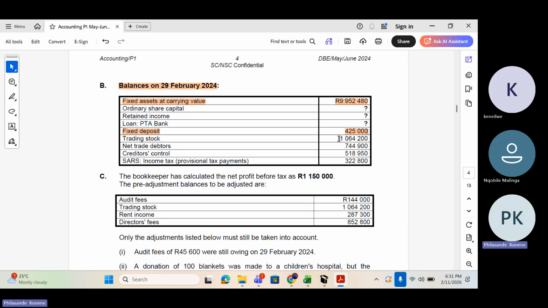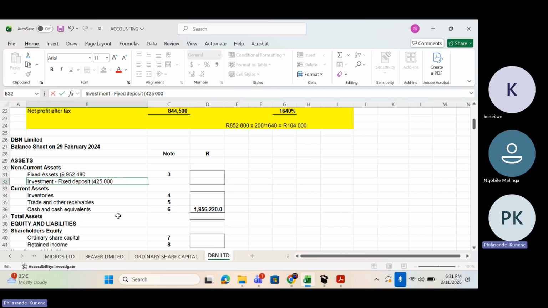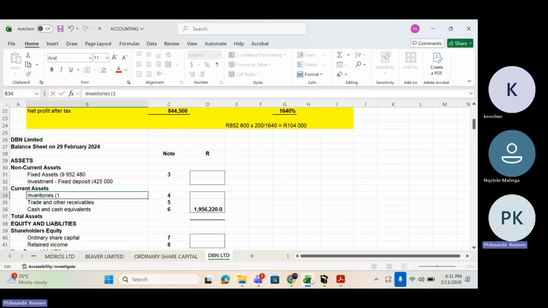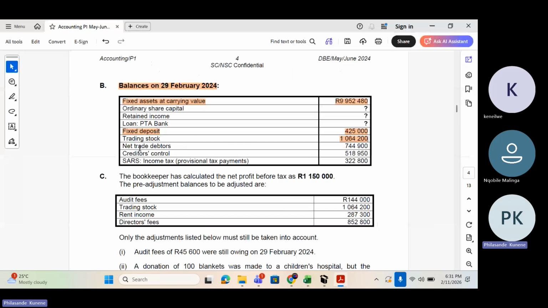Trading stock, 1,064,200. We know where it goes. It goes to the balance sheet under inventories. How much do we have? 1,064,200. Okay. Then now net trade debtors.